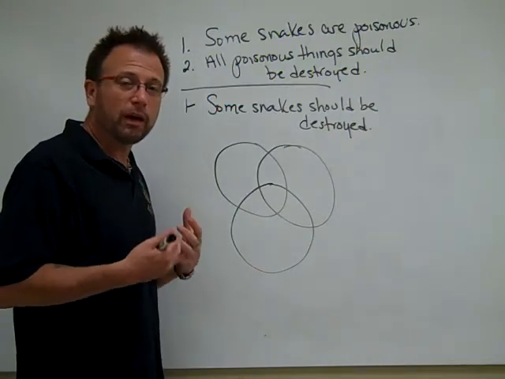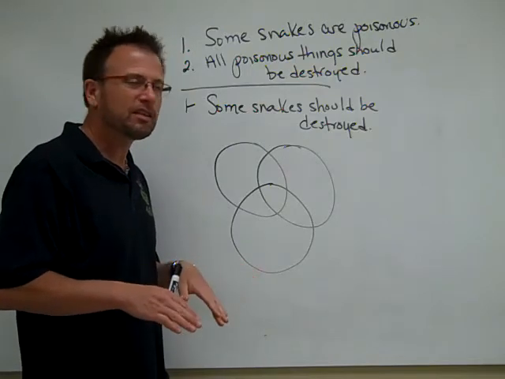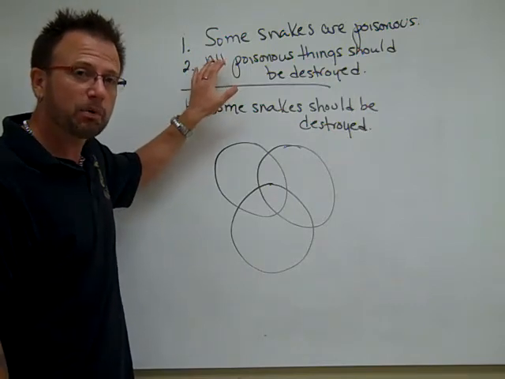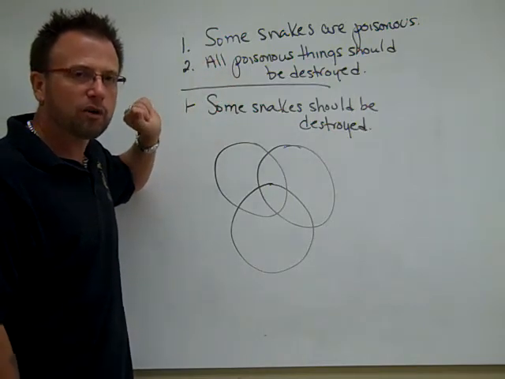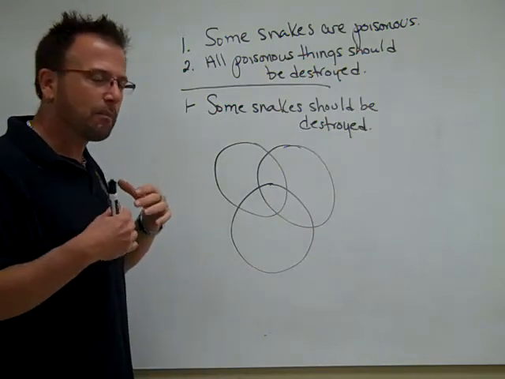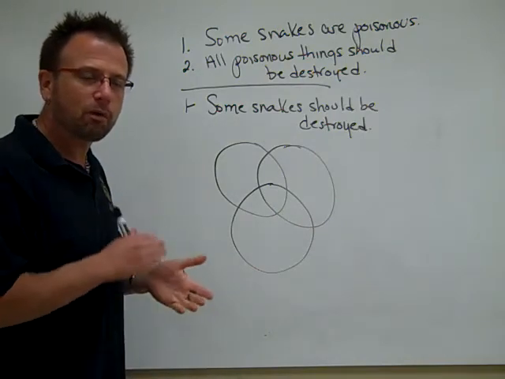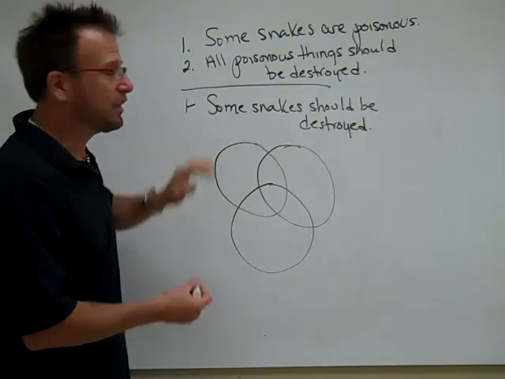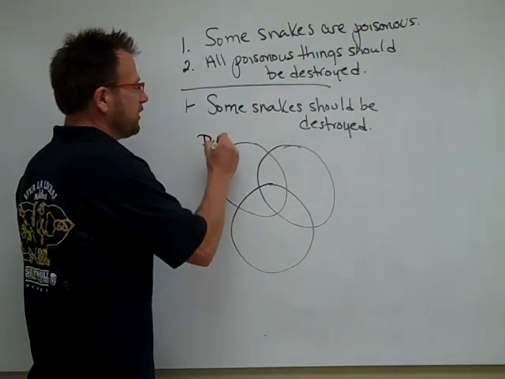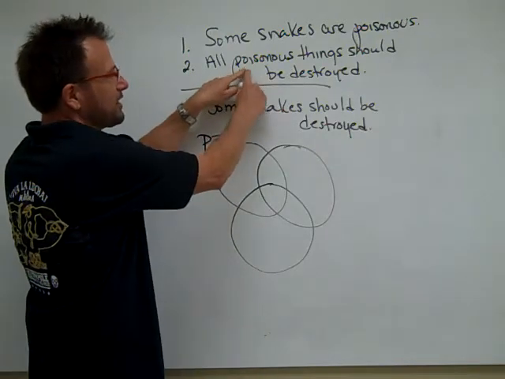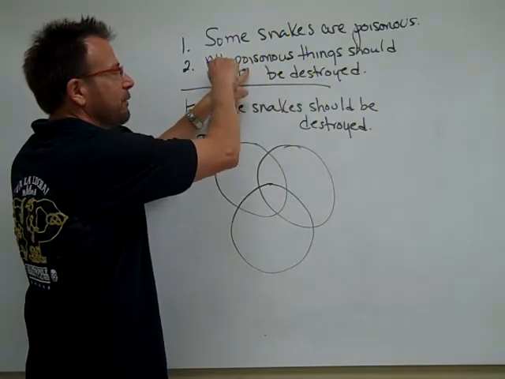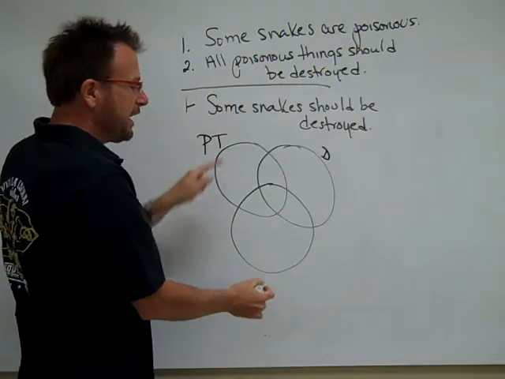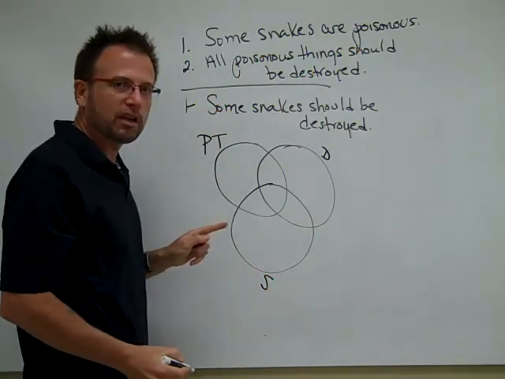Just a handy little rule that will help you for smooth sailing with these. When you have two premises, where one is a universal statement and one is a particular statement, always chart the universal statement first. That'll just make things easier. It'll clear up confusions. So what we're going to do is we start with the universal statement. And I'm going to note that we have here poisonous things because that's the subject of our universal statement. And then over here we've got things that should be destroyed. And down here we will have the category of things that are snakes.